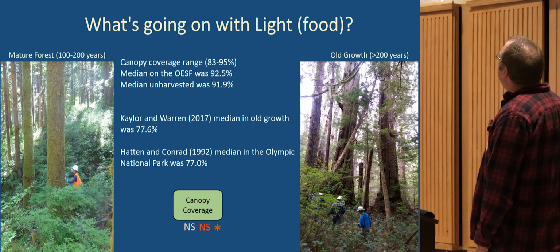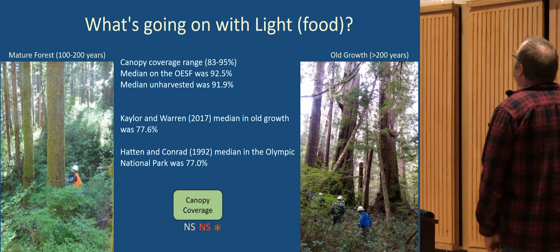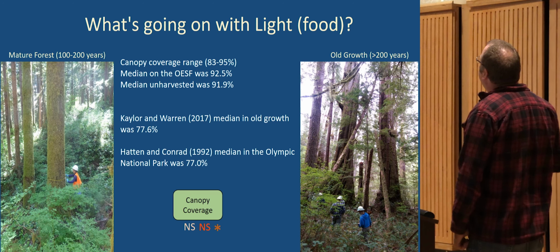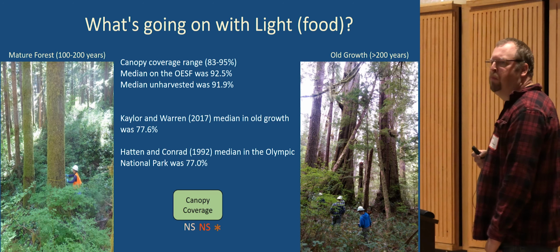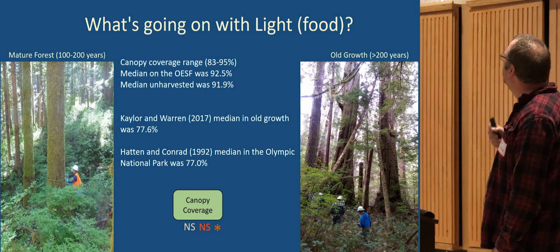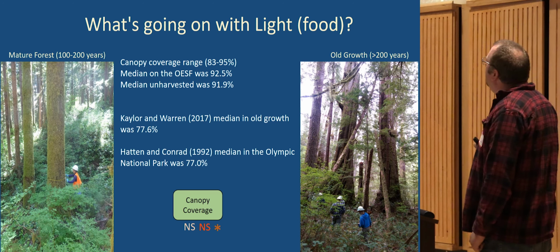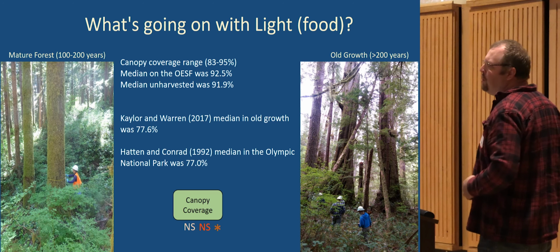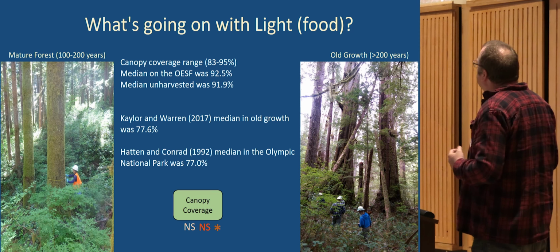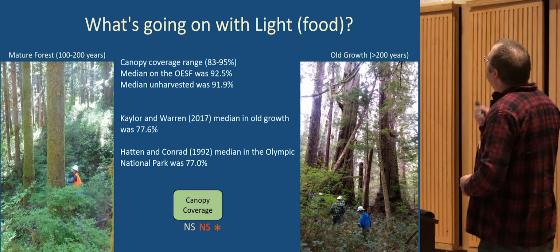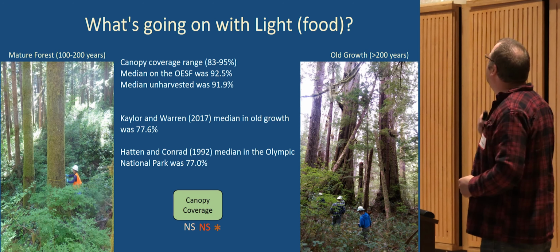Next, I wanted to see what's going on with light and our food pathway here. Now, if you look at our canopy coverage range up here, it's very narrow, from 83 to 95%. And then I looked at the median of all the watersheds within the OESF, and it was about 92%. And we added all these unharvested watersheds so we have this better range of conditions. But if you look at this, we still have a 92% canopy coverage in our unharvested watershed.